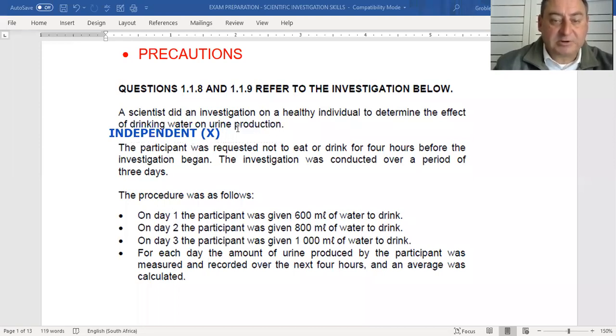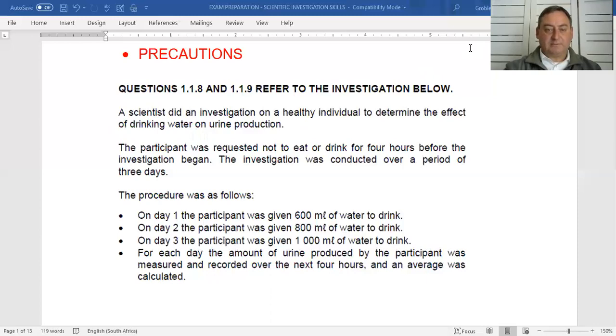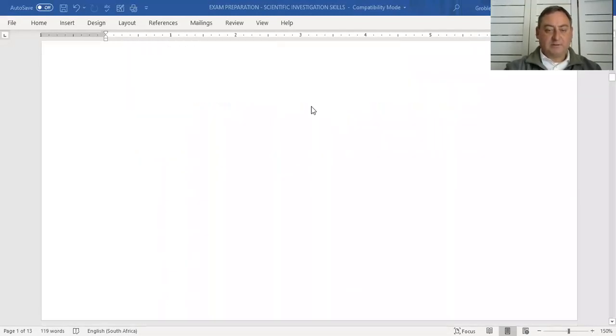And the urine production will be the results. That's always the dependent variable. And if I draw a graph, it's going to be always plotted on the y-axis. So keeping this in mind, let's go answer the questions to see if they ask anything about this.